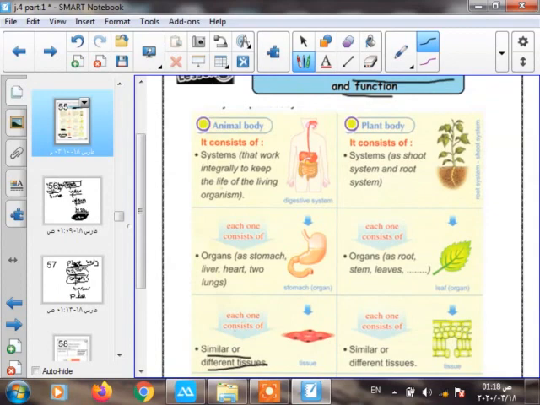And what is the plant? Plant body consists of systems like shoot system and root system.